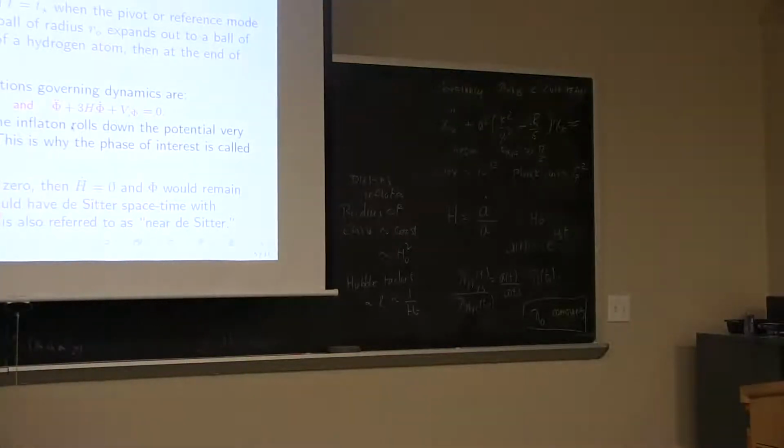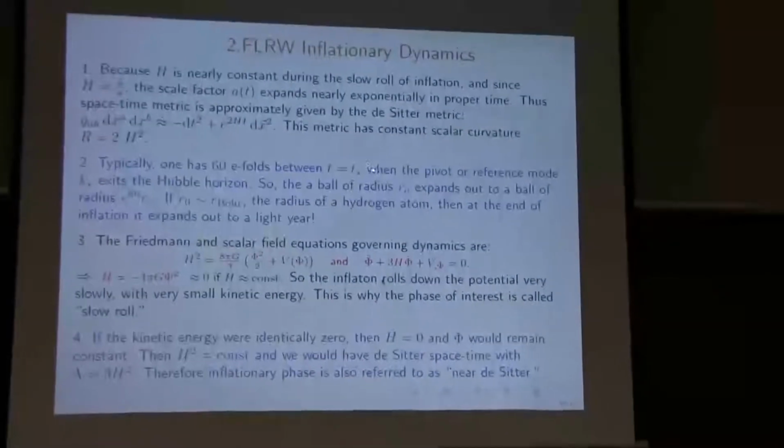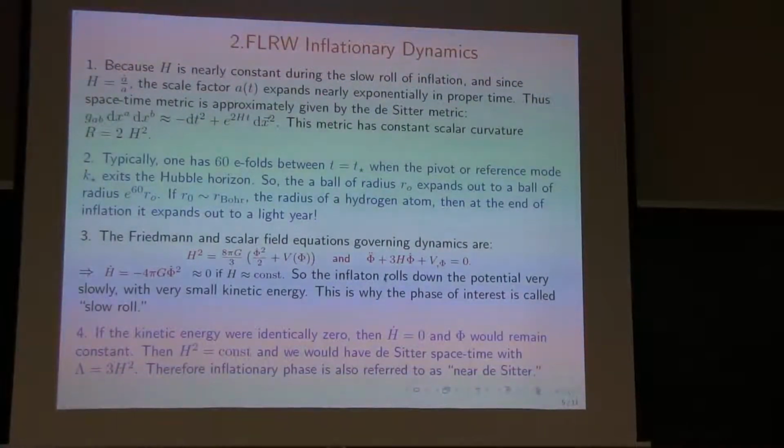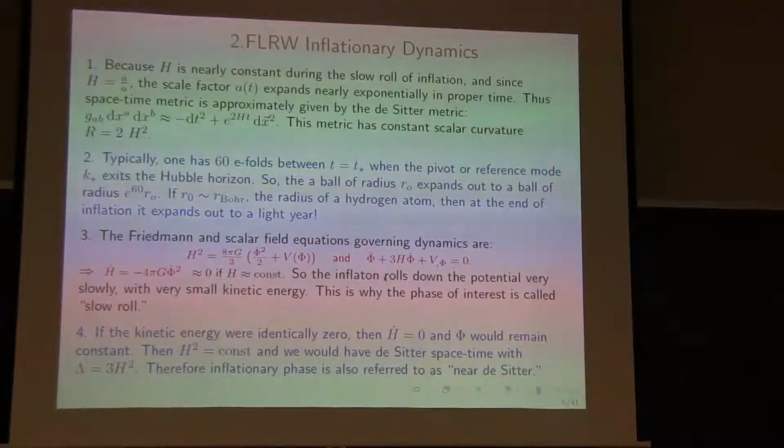And typically one takes the onset of inflation to be the time at which the mode with k equal to k star meets the Hubble horizon. So a ball of radius R0 expands out to a ball of radius 10 to the 60 times R0. If R0 is the Bohr radius, the radius of a hydrogen atom, then at the end of inflation, it expands out to a light year. So I was wrong about the galaxy. It is a light year, not a galaxy. The size of a galaxy is a kiloparsec, so it's much larger.